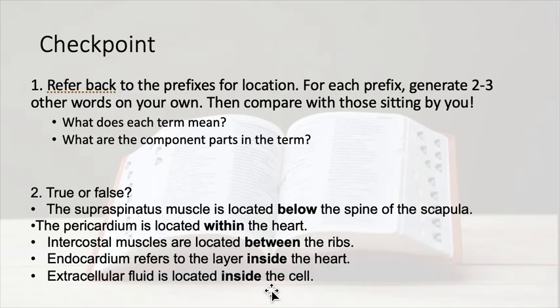If we were referring to inside of the cell, what would the correct prefix be that we would add on to cellular? If you said intracellular, that would be correct. So extracellular is outside of the cell. Intracellular would be inside. Intercellular would be between two cells.